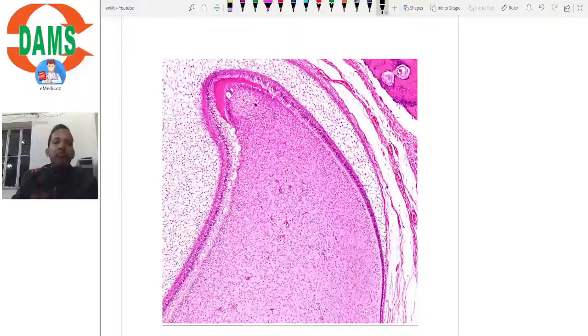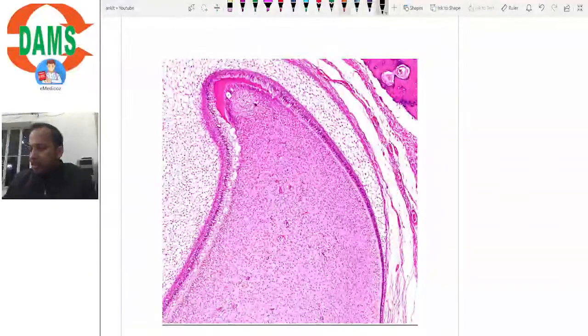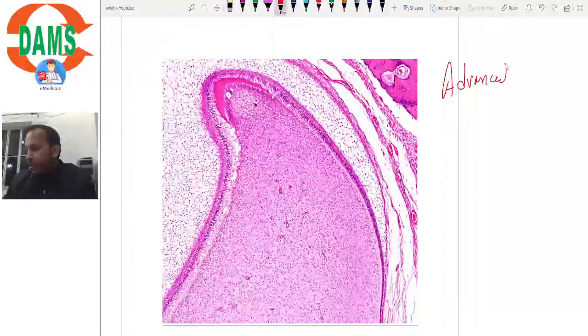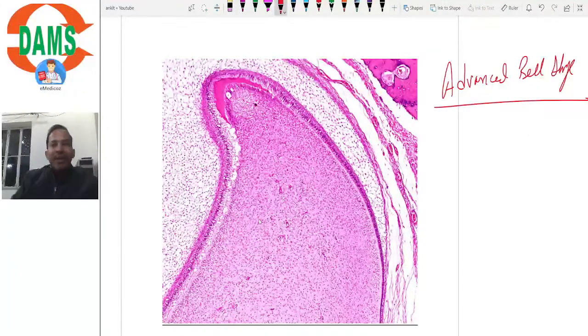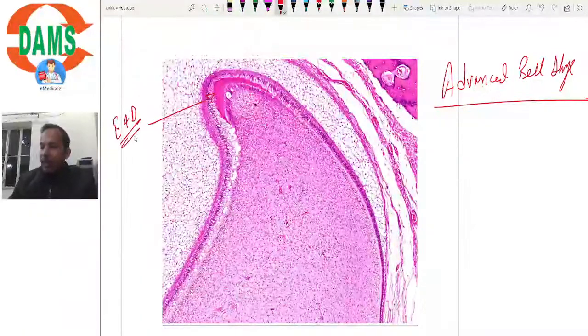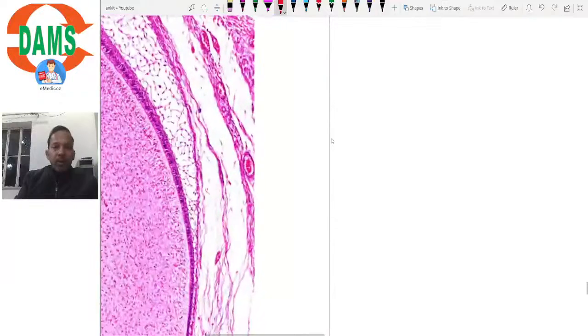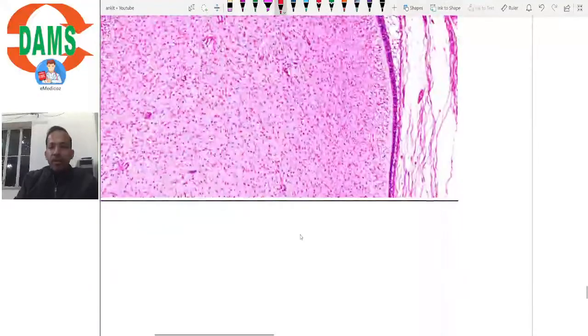Again, we have one more section of advanced bell stage, and you can again identify forming hard tissue. So enamel and dentin are identified at the cusp stage. This is an earlier stage than the previous diagram, right? Because there the hard tissue formation has progressed beyond the cusp, but here hard tissue formation is limited to the cusp.